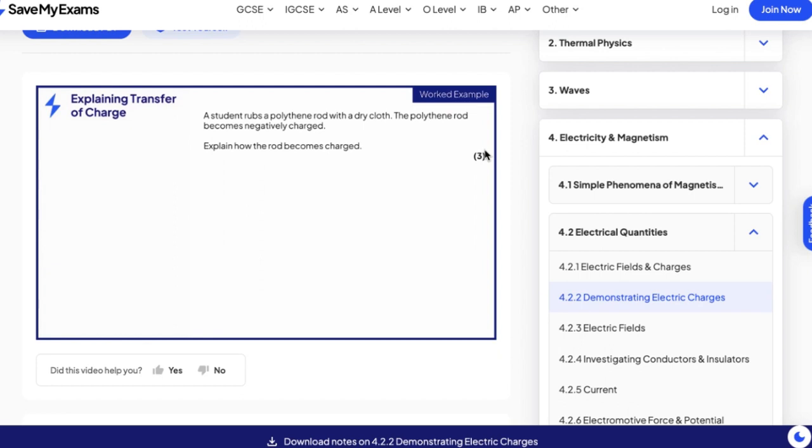A student rubs a polythene rod with a dry cloth. The polythene rod becomes negatively charged. Explain how the rod becomes charged for 3 marks.